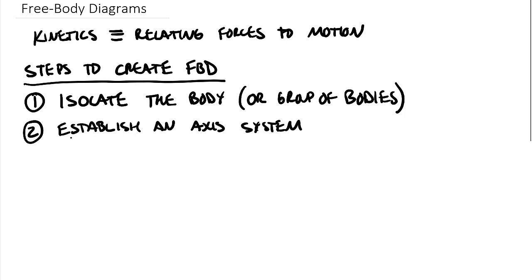Maybe I should put even simpler terms. Instead of establish, just put draw. Draw an axis system. Now, many problems, maybe 85, 90% of problems, will use a horizontal X and a vertical Y. As you get into dynamics later, we'll use different axis systems, tangent normal and polar and some different things. But for right now, typically Cartesian, X and Y.